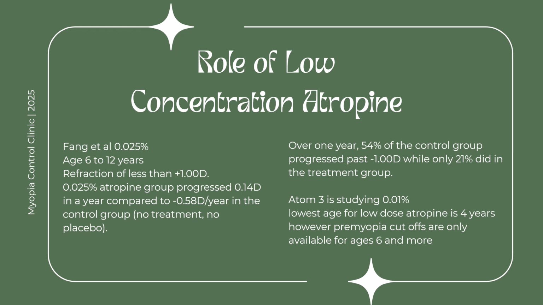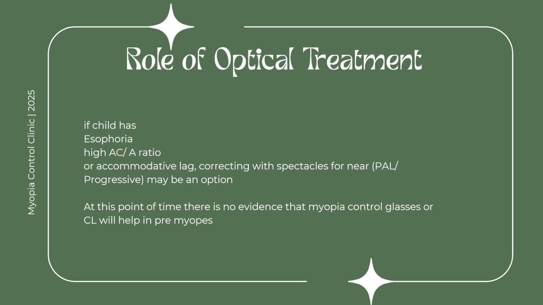Now, role of low concentration atropine, why I am taking it up here is because for premyopes there are very few studies where they have actually used atropine, and this is one of the major studies by Fang et al. Where they have shown that the refraction of less than +1 was taken as a cutoff, and they found that over a period of 1 year, 54% in the control group progressed past -1 diopter, while only 21 did in the treatment group. So they felt that atropine 0.02% does work for premyopia. And then ATOM 3 is also doing some work on premyopia.